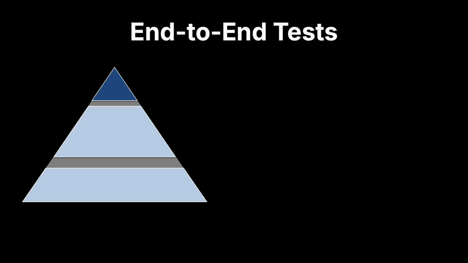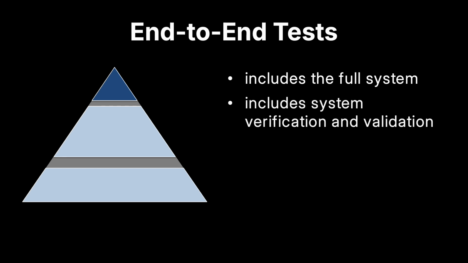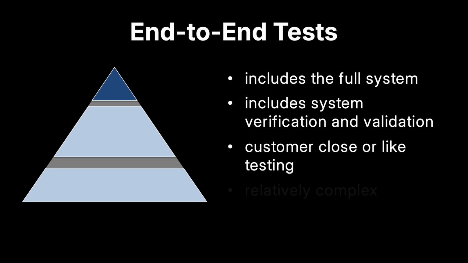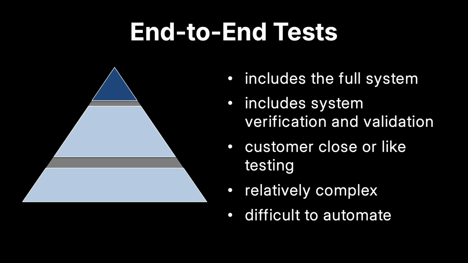And finally, on the top, there are the end-to-end tests. These include the full system, and they also include system verification as well as validation. So a tester represents the end customer, and these kinds of tests are close to the actual user experience. Therefore, the tests are relatively complex compared to the others below in the pyramid, and they are relatively difficult to automate. Part of the end-to-end tests are also the acceptance tests.